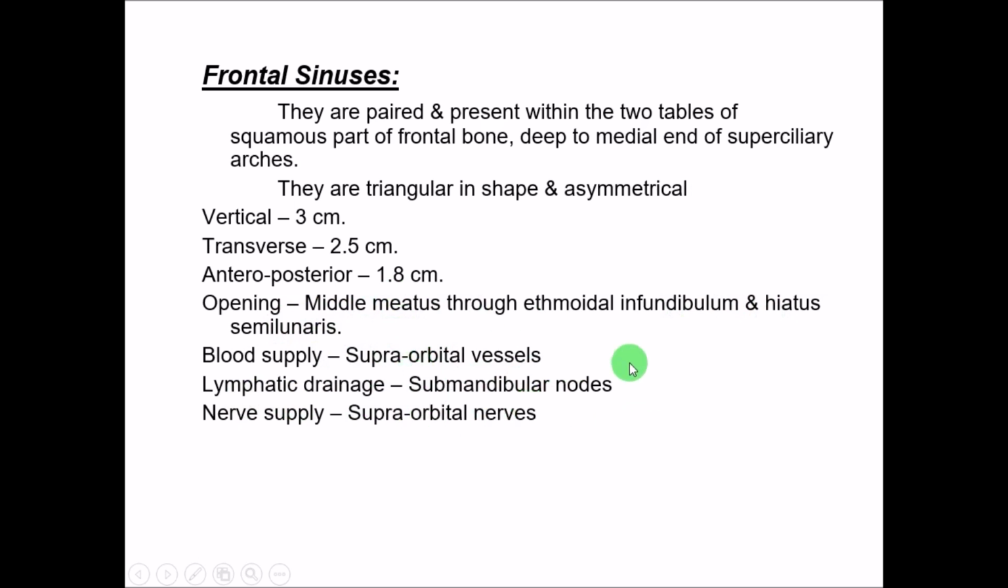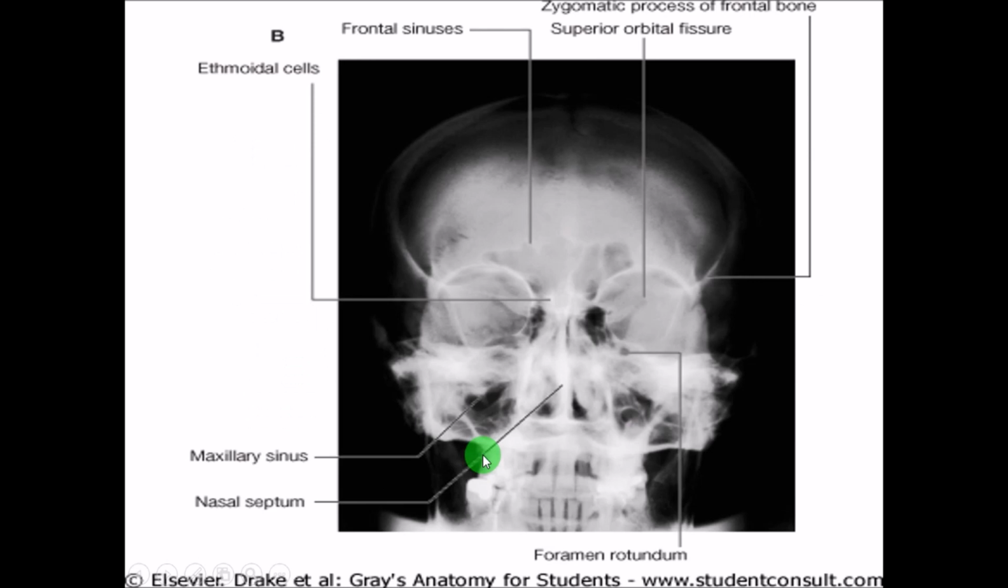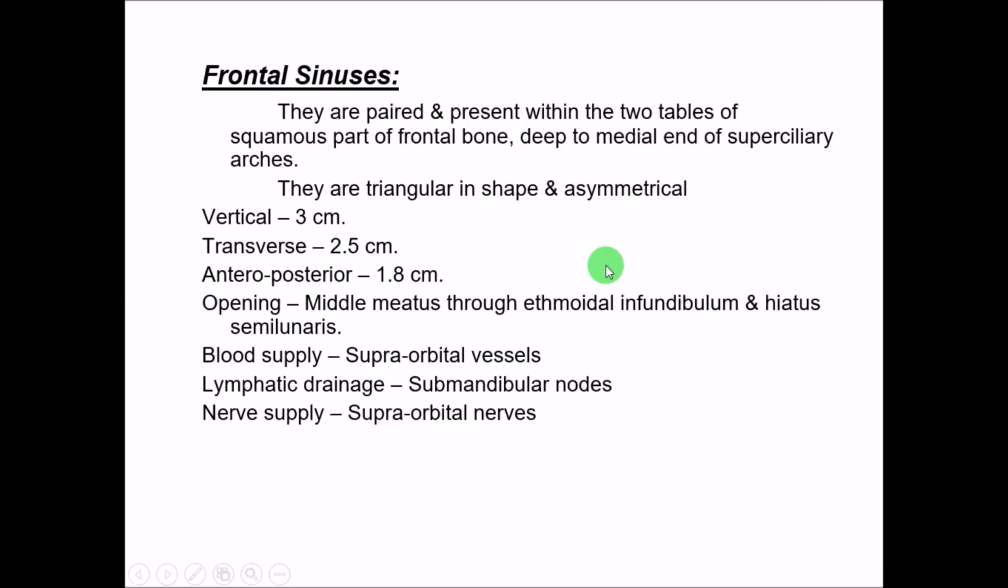Lymphatic drainage will be into the submandibular group of lymph nodes, and the nerve supply will be by the supraorbital nerves. So here will be the supraorbital artery, vein as well as the nerves. Everything will be supplied by the same supraorbital vessels as well as nerves.